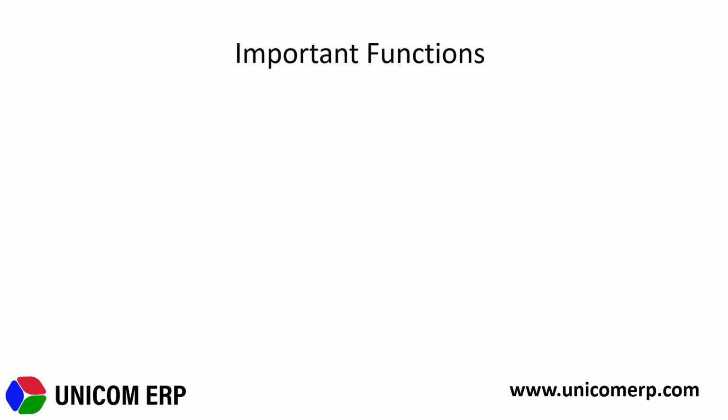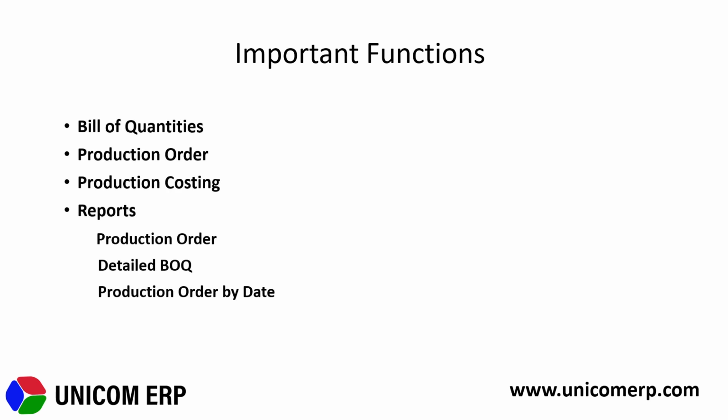The manufacturing module in Unicom ERP system is a software component designed to streamline and manage various aspects of the manufacturing process within an organization. Key features and functionalities of the manufacturing module are bill of quantities, production order, and production costing. Reports associated with manufacturing are production order, detailed BOQ, and production order by date.